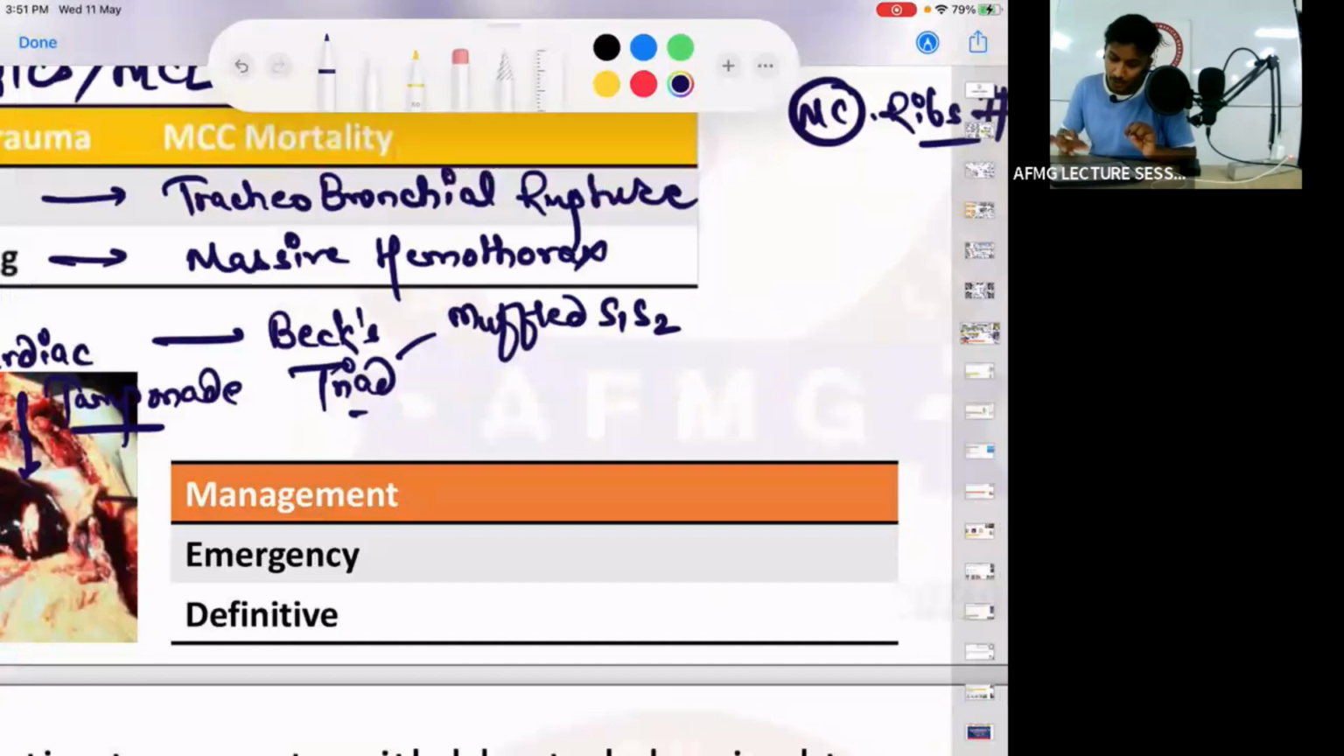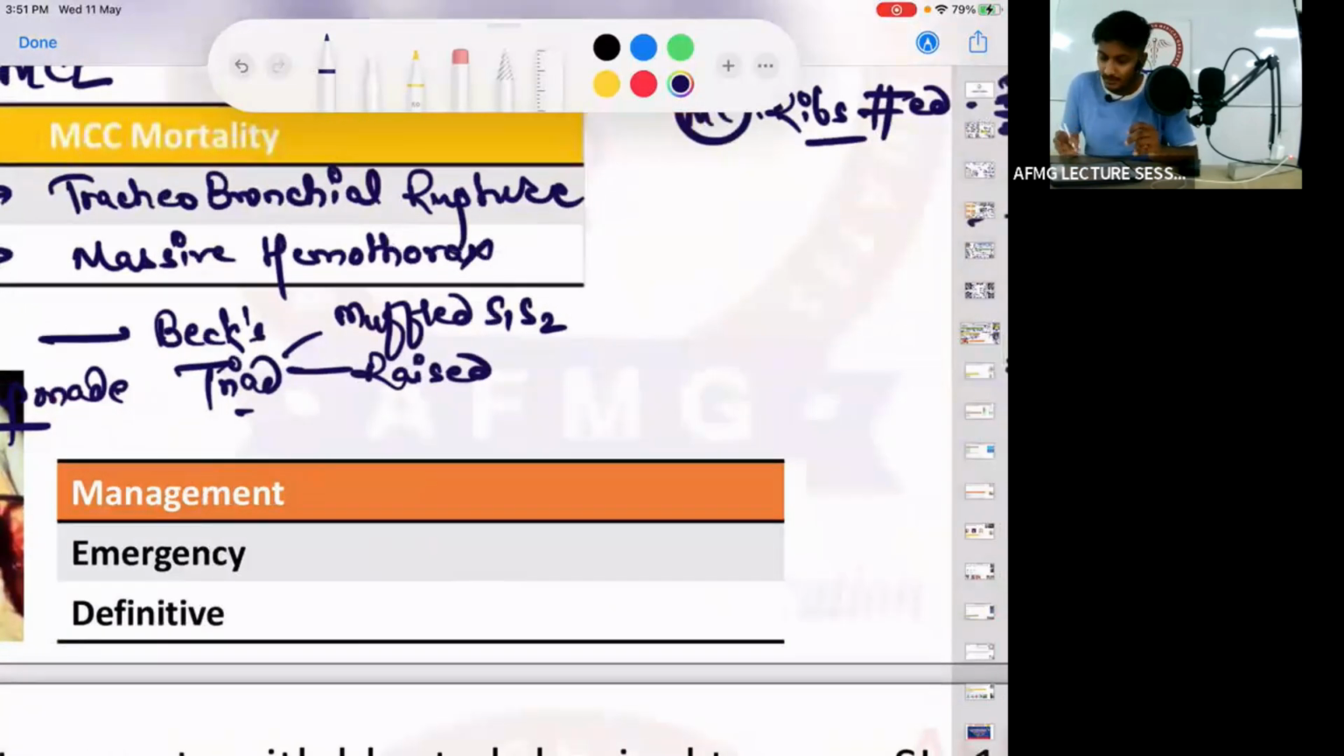ये समझ गया तो ये important याद है. So Beck's triad का first feature is muffled heart sound. Second feature is raised JVP. Pulsatile or non-pulsatile?